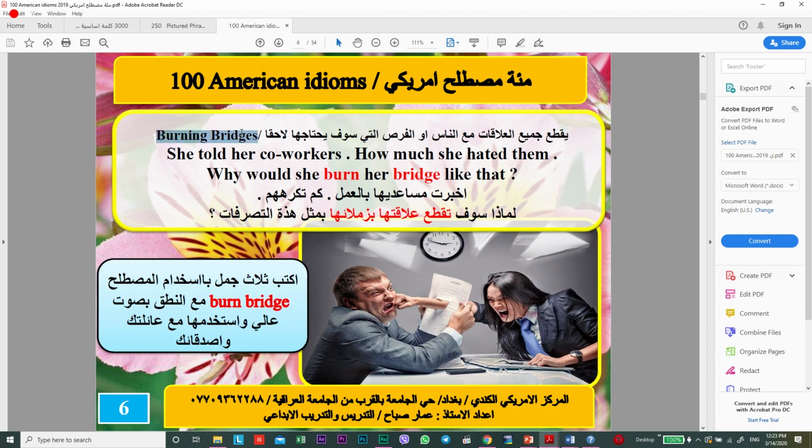Burning bridges means to cut off all the contacts with your friends. Burning bridges. So, American idioms.